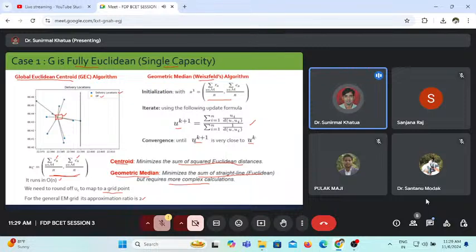So we can define some threshold parameter. When the difference between two successive loops is within that threshold, we stop the algorithm, and the new value will provide a much better result than this. So for a single capacity, if it is a fully Euclidean space, we can either use the simple Euclidean centroid algorithm, or we can use this Weiszfeld geometric median algorithm to improve the result further.